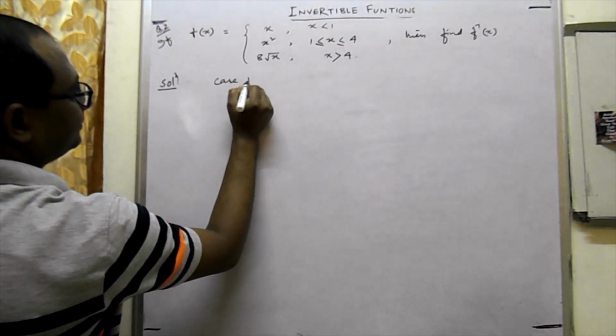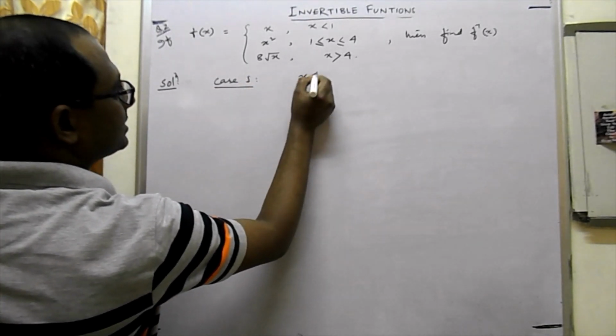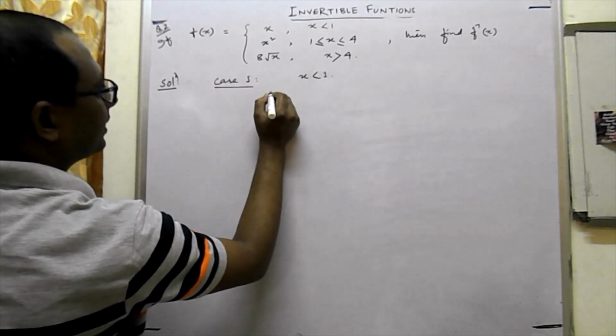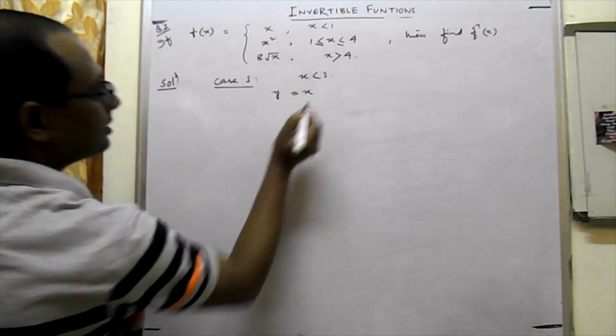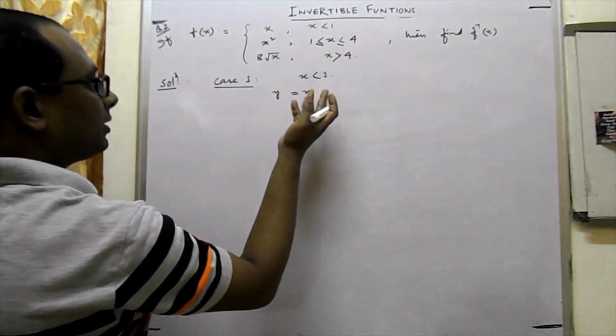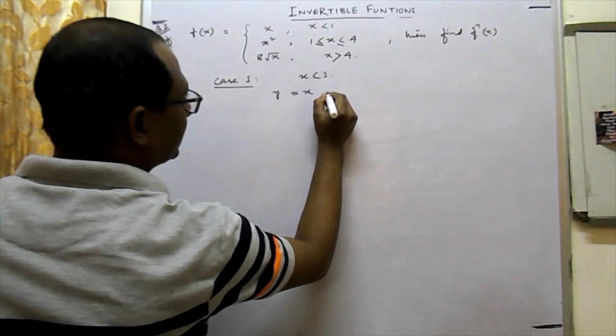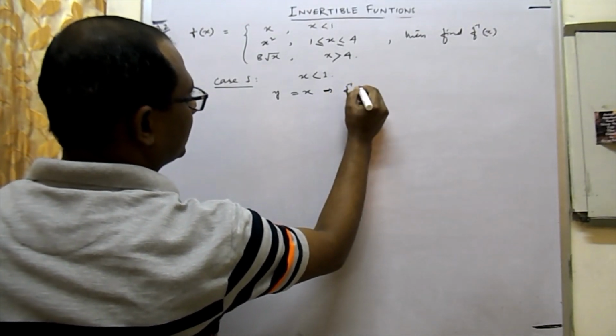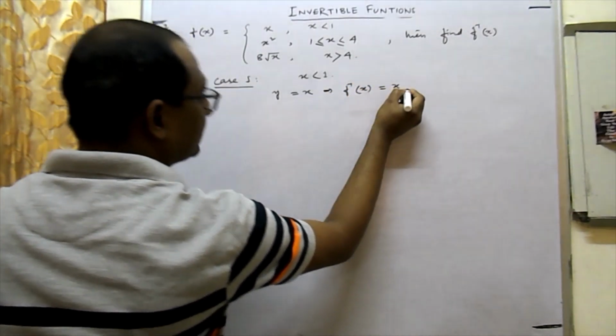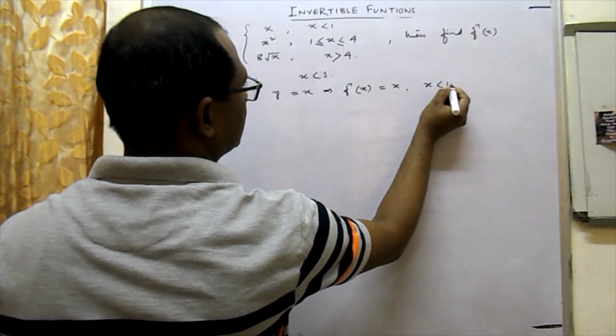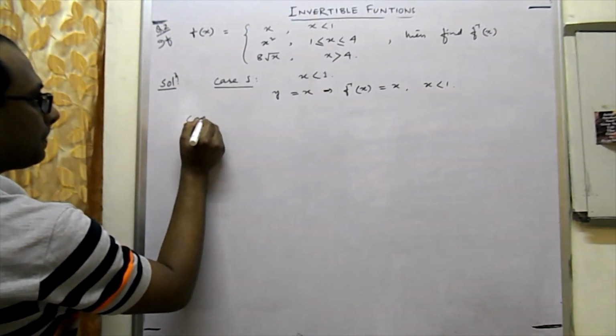Case 1, when x is less than 1. So what we'll get is f(x) equal to y equal to x. So x in terms of y will remain the same, so this itself will give us the f inverse. So f inverse of x in this case will be equal to x only, and the case is when x is less than 1.